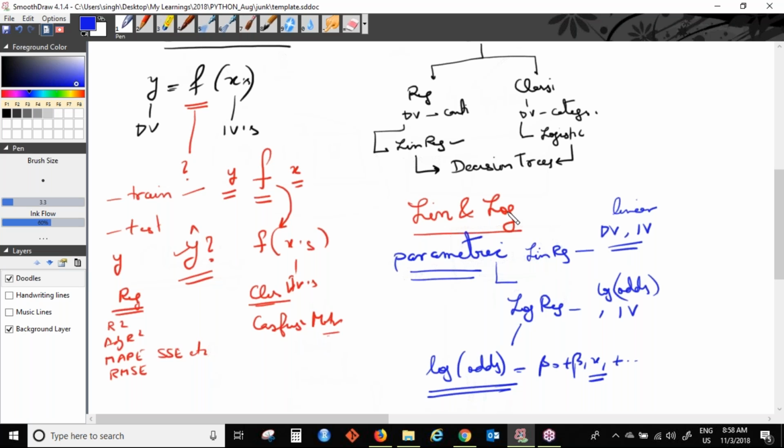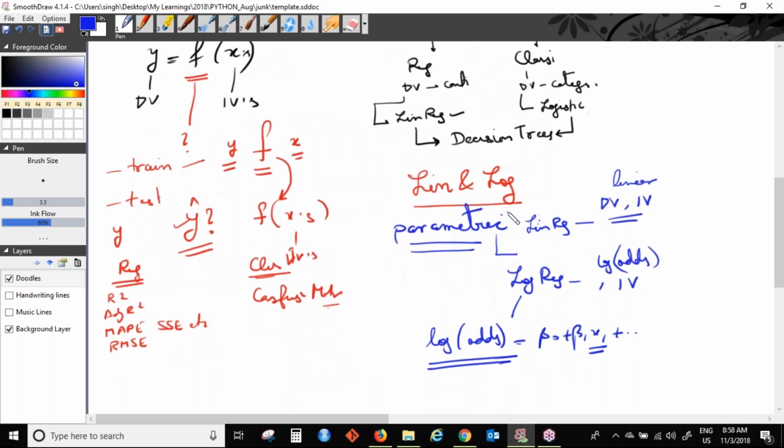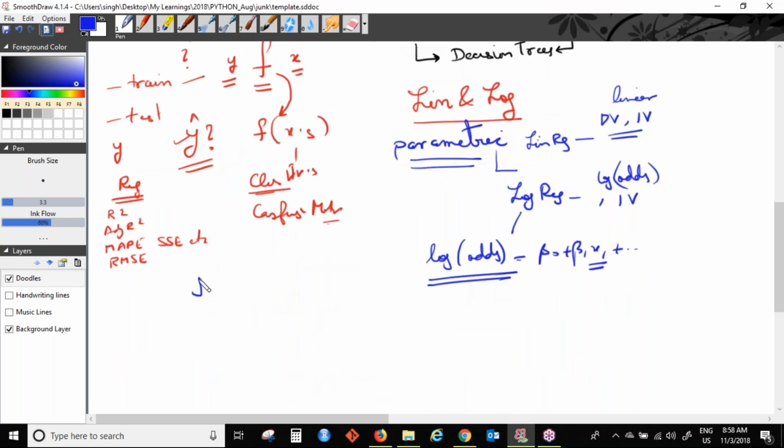We also have another approach of solving a supervised learning problem, which is the non-parametric approach. Okay. We also have the non-parametric approach where we do not make any assumption at all on the underlying data. So decision tree is one such algorithm which does not make any assumption on the underlying data.